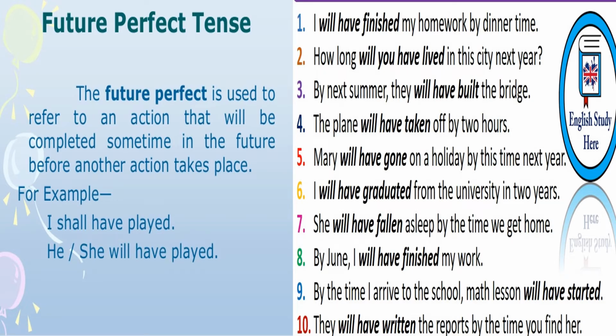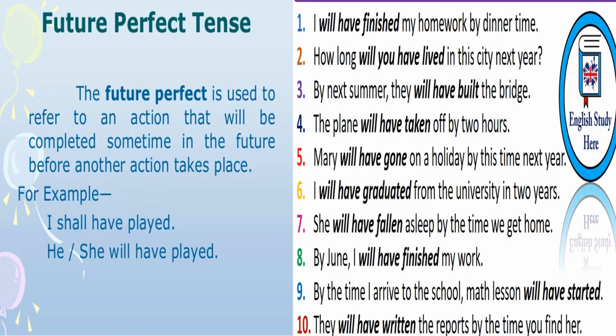Let's look at the definition for future perfect tense. The future perfect tense is used to refer to an action that will be completed sometime in the future before another action takes place. Children, it's very simple. It says that an action will be completed or finished by a certain time in the future before another action can take place. Understood, children? And it also indicates the completion of an action by a specific time in the future.